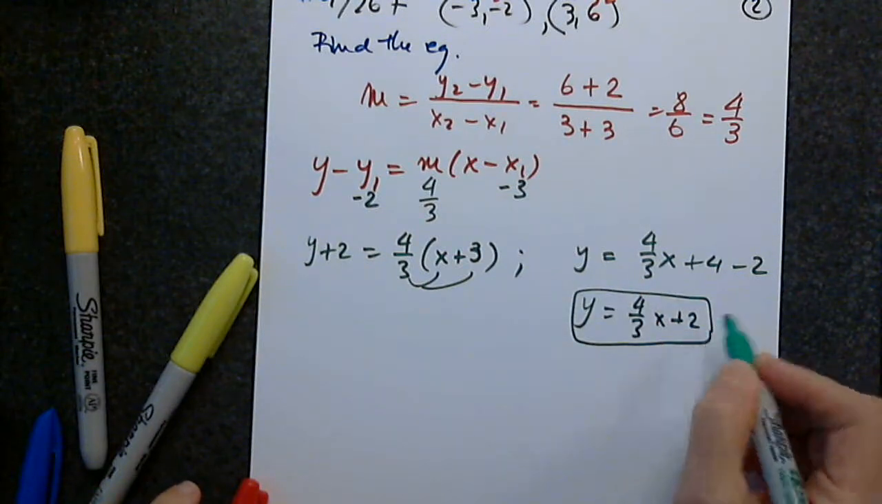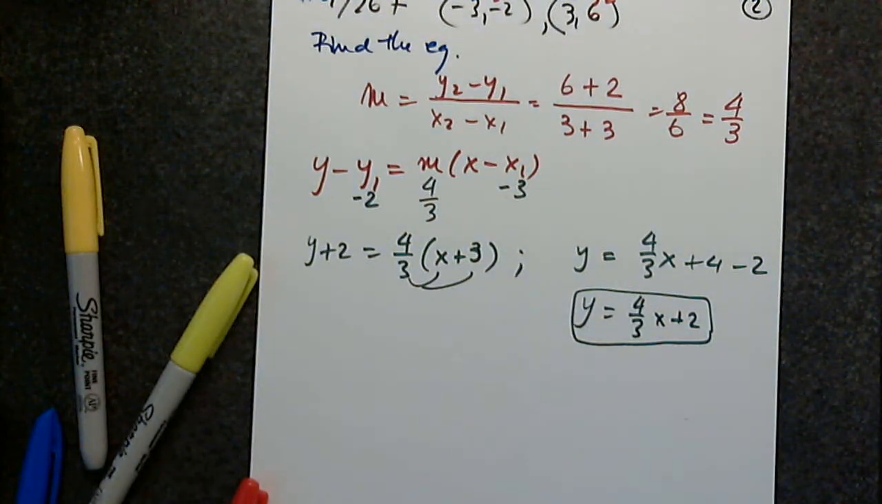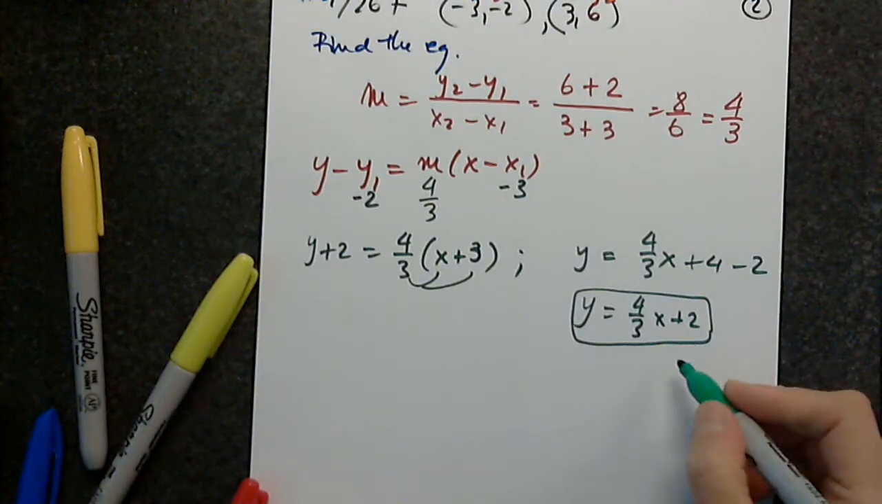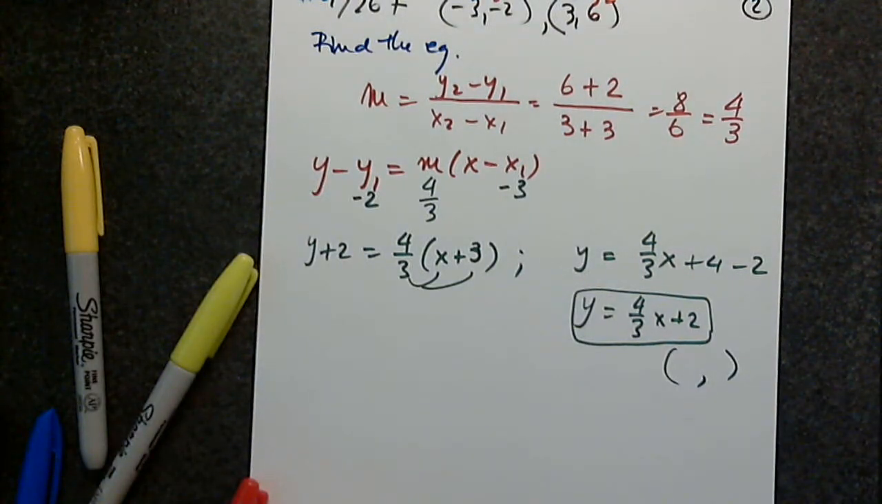Can anyone tell us what this represents in the context of the problem? Correct. This is the equation of the line passing through the given points, right? And now I can also determine the y-intercept. Can anyone give us the y-intercept? 0, 2. Very good. 0, 2. Okay.